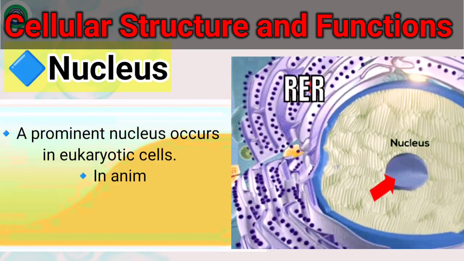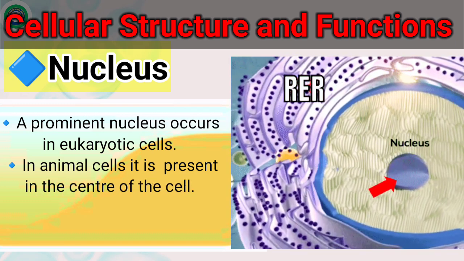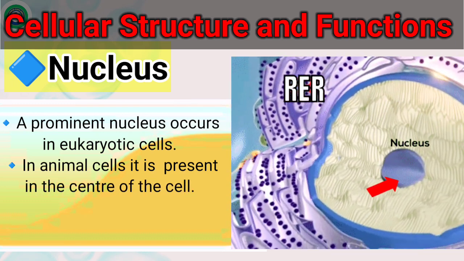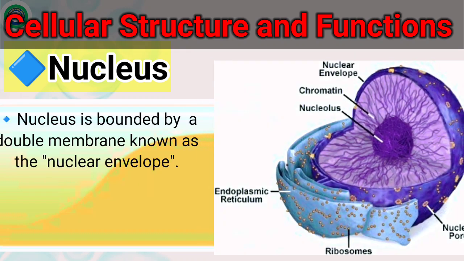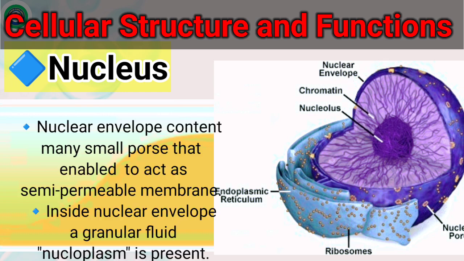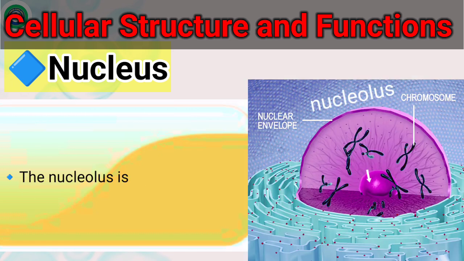Nucleus. A prominent nucleus occurs in eukaryotic cells. In animal cells, it is present in the center of the cell. The nucleus is bounded by a double membrane known as the nuclear envelope. The nuclear envelope contains many small pores that enable it to act as a semi-permeable membrane. Inside the nuclear envelope, a granular fluid, nucleoplasm, is present.